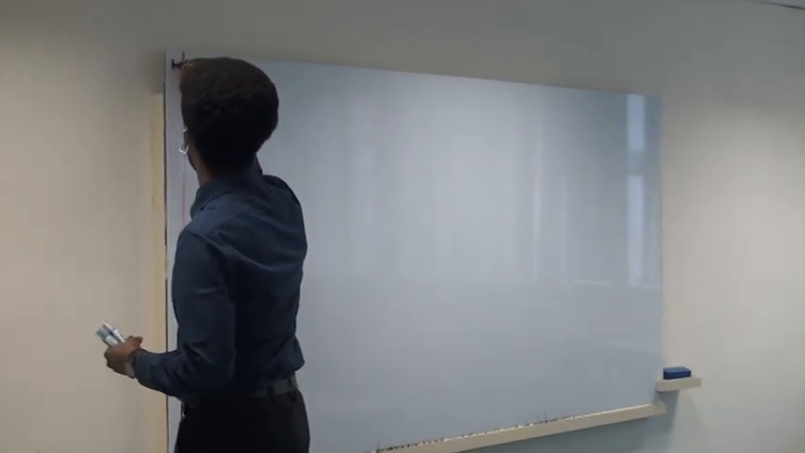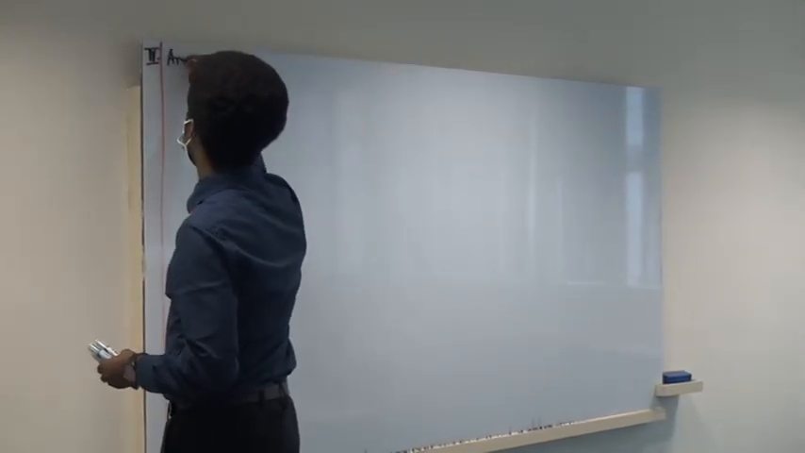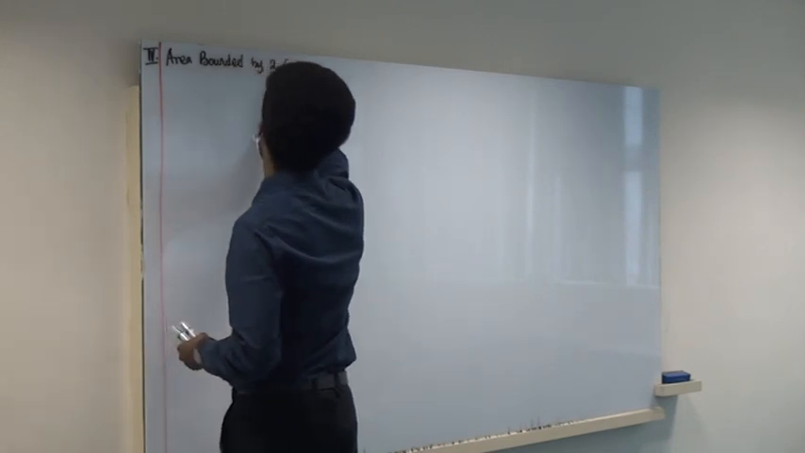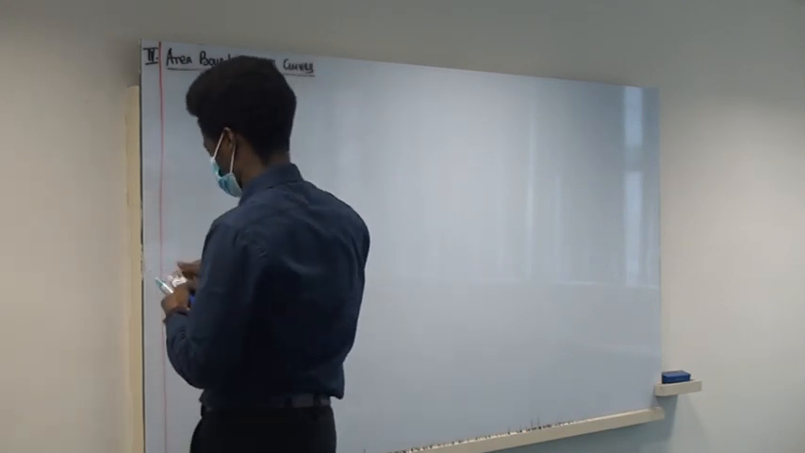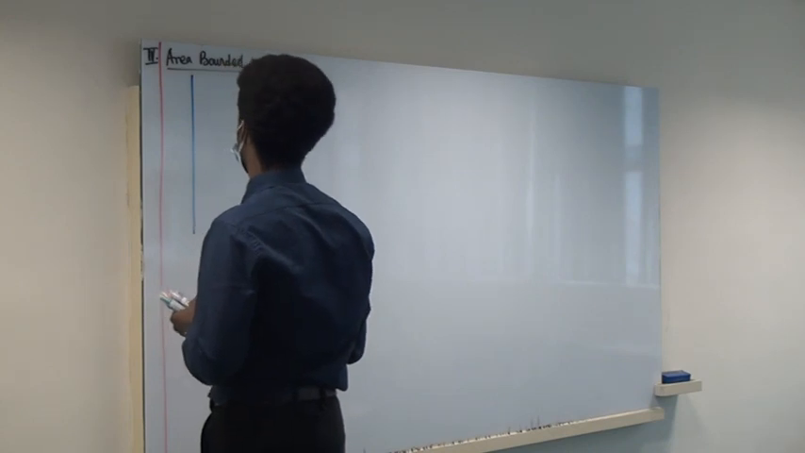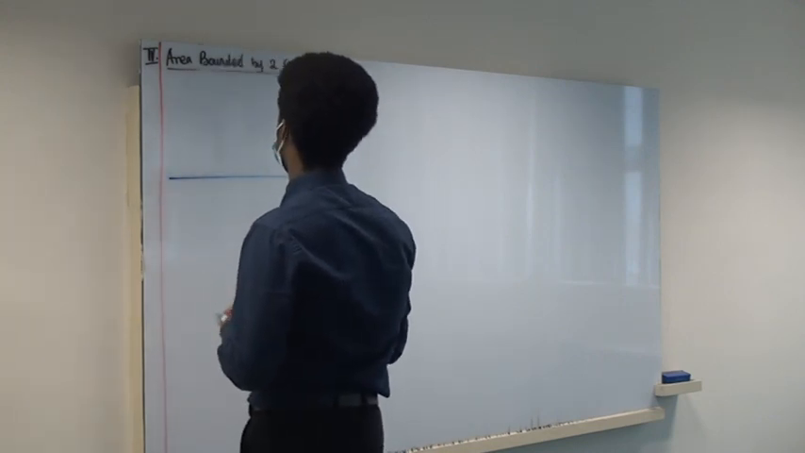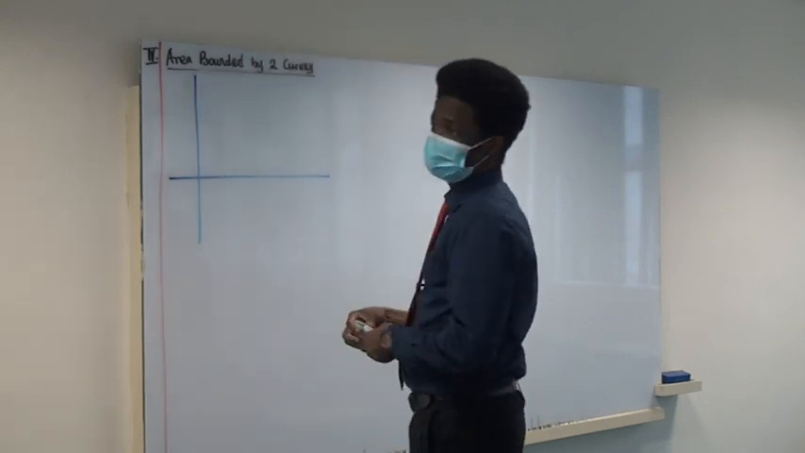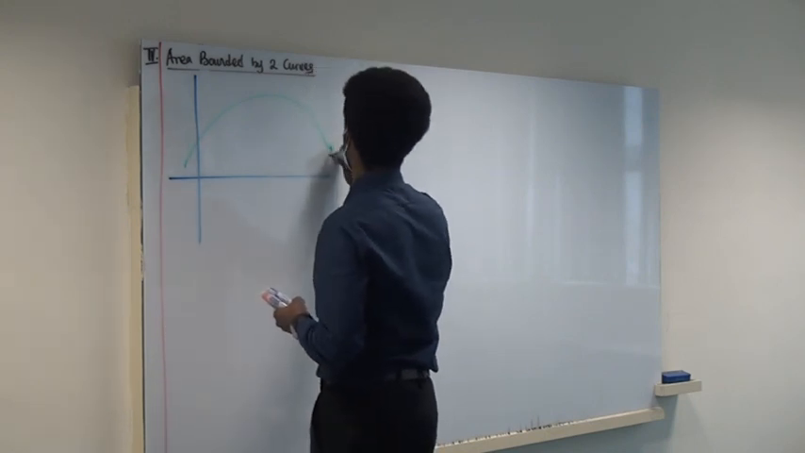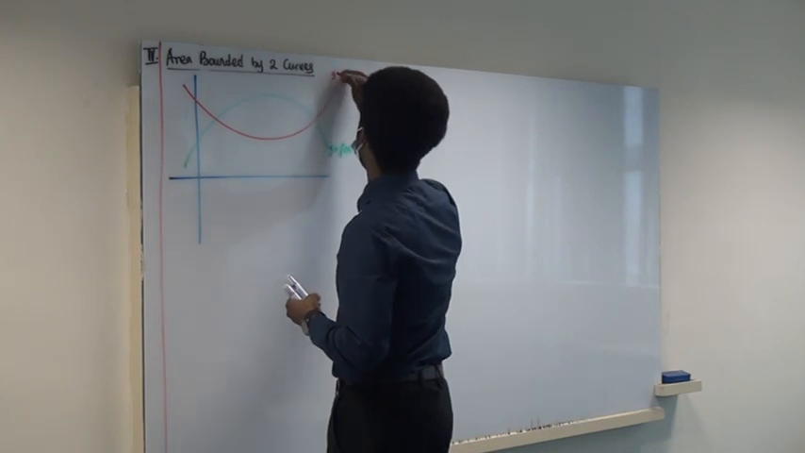So the third one is as follows. Area bounded by two curves. So let's say along your XY axis again, maybe you don't even need the y-axis, only the x-axis is needed. Let's say we have a curve f that goes this way, so y equals f of x. And let's say there's another curve g that comes that way, y equals g of x.